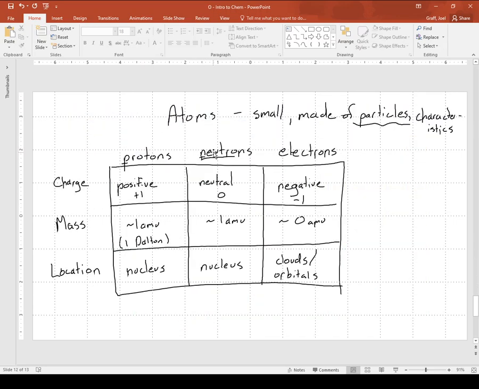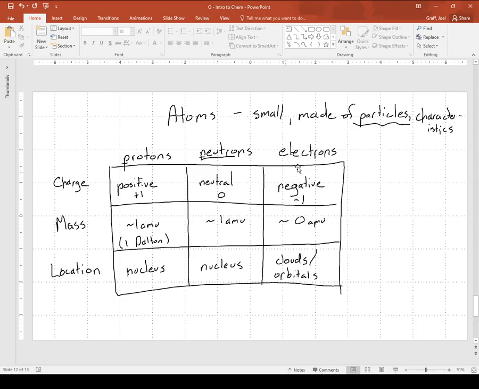We've got protons, neutrons, and electrons. So let's talk about some of their properties. The first property we're going to consider is charge. Protons have a positive charge. How positive? Well, we're just going to say +1. Neutrons have a neutral charge, so we'll give that a 0. And electrons have a negative charge of -1.